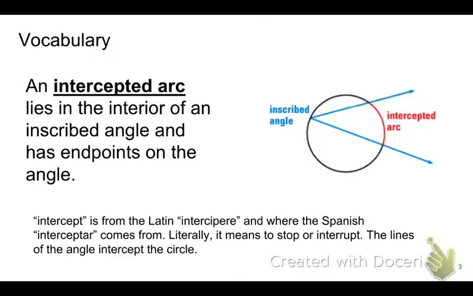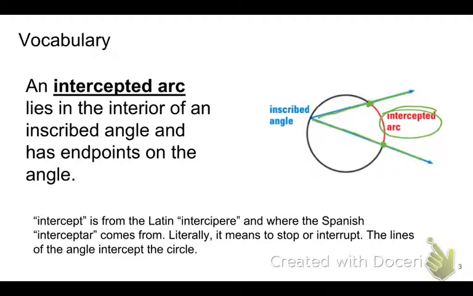An intercepted arc lies in the interior of an inscribed angle. So here's my inscribed angle. An intercepted arc lies in the interior of that angle and has endpoints on the angle. There's one endpoint right there, and here's the other endpoint right there.